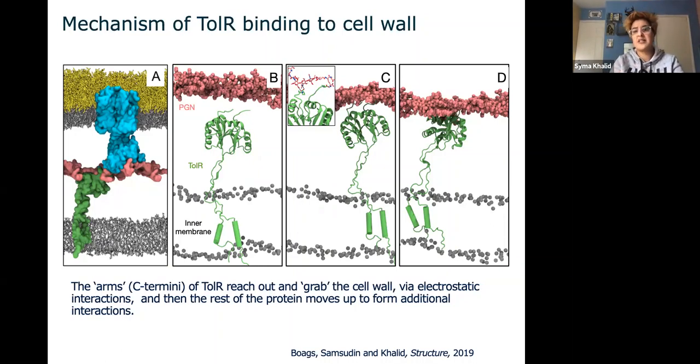So this had never been seen before, right? The experimental guys knew which amino acids in the protein were important for binding to the cell wall, but they'd never seen the process of binding, which these simulations showed. So they agreed with the experiments, but added on something extra.